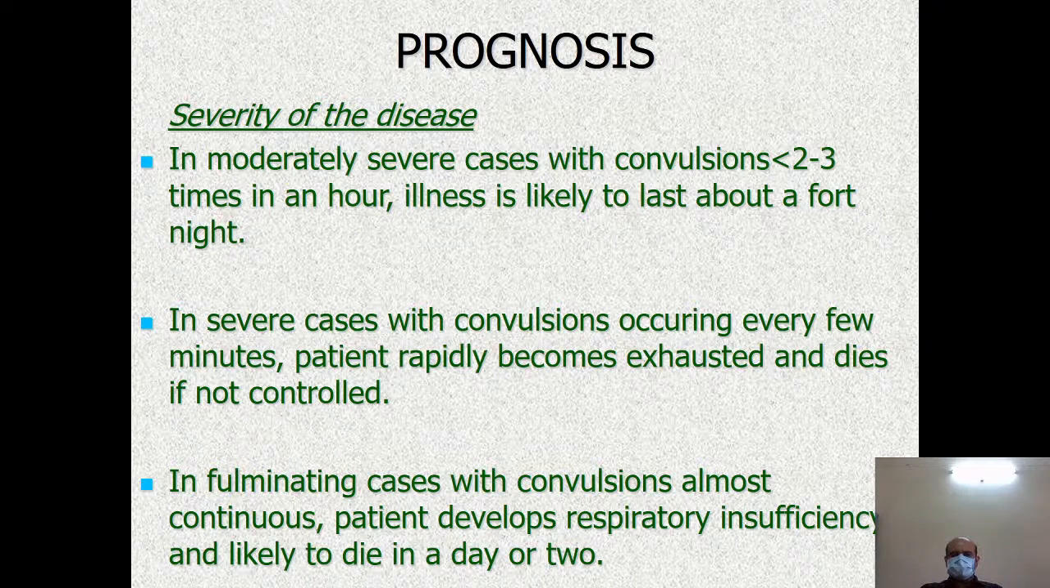Coming to prognosis, severity of the disease. In moderately severe cases, with convulsions less than 2 to 3 times in an hour, the illness is likely to last about a fortnight. In severe cases with convulsions occurring every few minutes, the patient rapidly becomes exhausted and dies if not controlled. In fulminating cases with almost continuous convulsions, the patient develops respiratory insufficiency and is likely to die in a day or two.